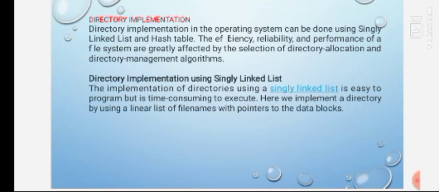Directory implementation. Directory implementation in the operating system can be done using a singly linked list and a hash table. The efficiency, reliability, and performance of a file system are greatly affected by the selection of directory allocation and directory management algorithm. Directory implementation using singly linked list.